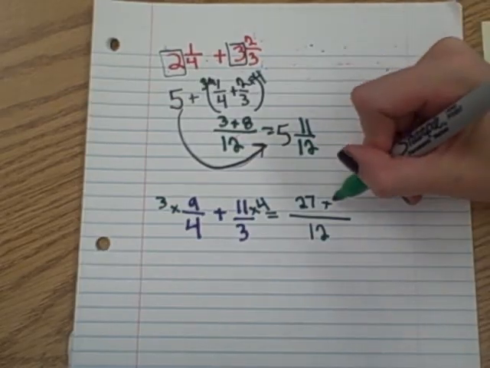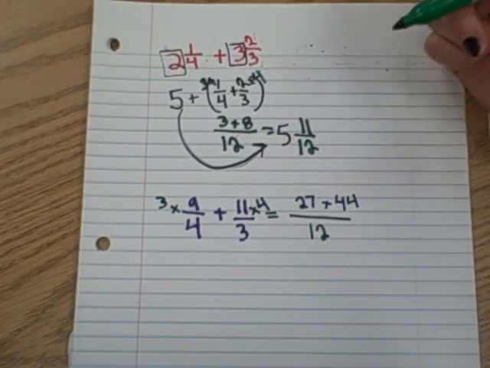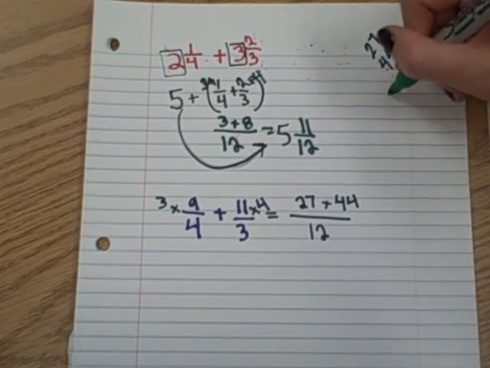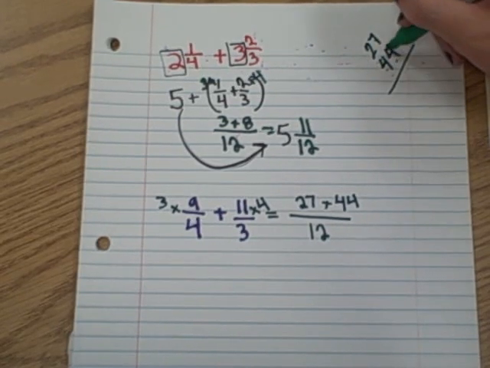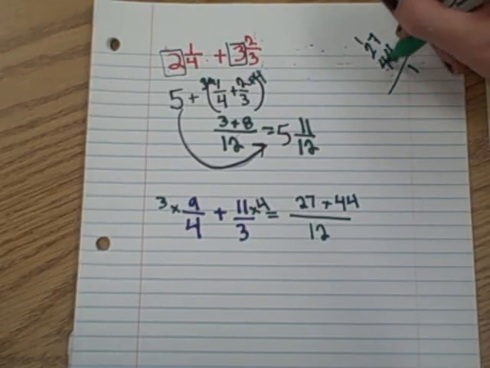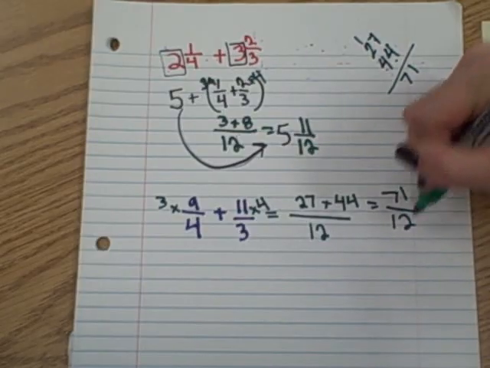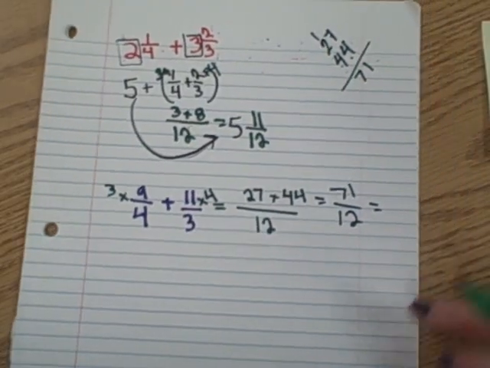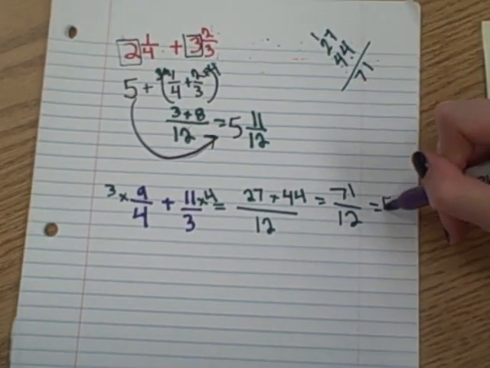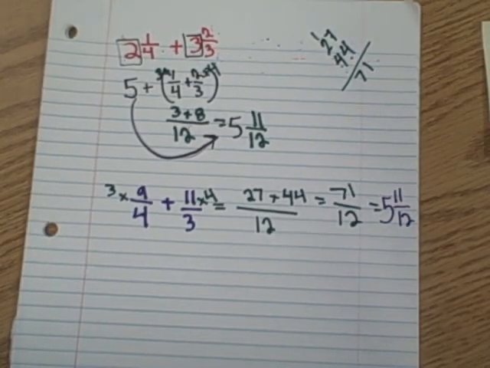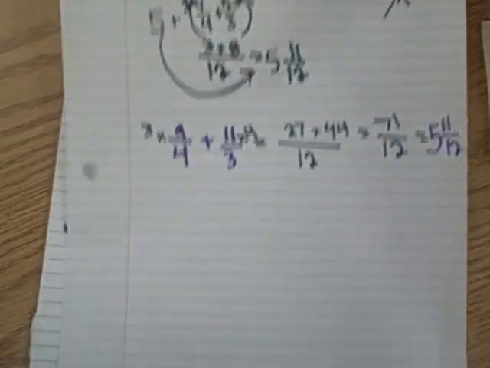plus 44. Let me quickly do some math off to the side here. 7, 8, 9, 10, 11, 4, 5, 6, 7, which is 71 over 12. The 12 fits in there, you guessed it, 5 times with 11/12 left over. Okay, one more problem.